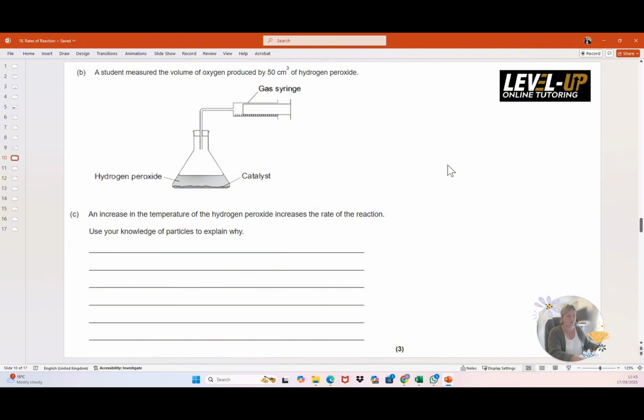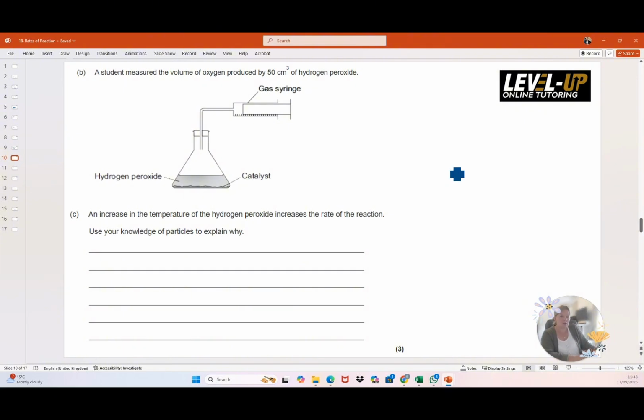Okay. So again, let's use a question as an example. So here we've got something different. We've got a reaction where we are collecting the gas that is being produced. But the question is asking us, an increase in temperature increases the rate of reaction. Use your knowledge of particles to explain why. 3 marks. Okay, so why?